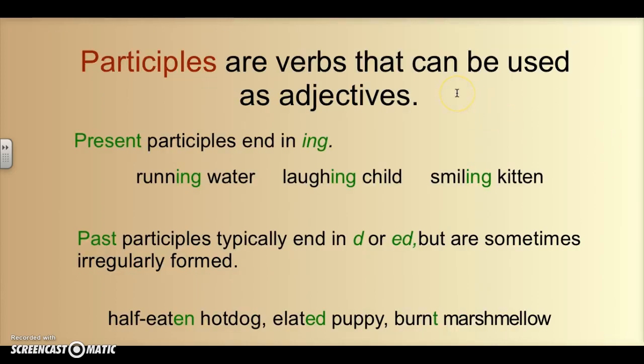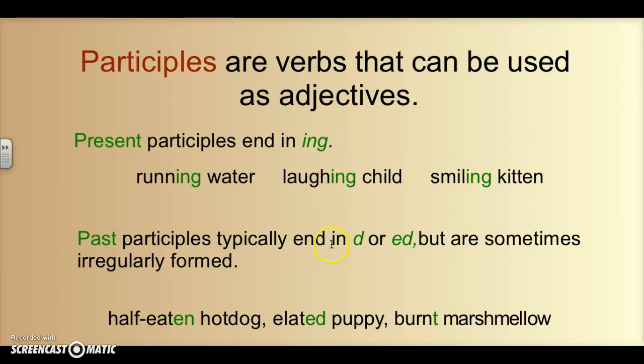A participle is a verb that is being used as an adjective. There are two types, present participles and past participles. Present participles end in -ing, like running water, which water? The running water. Laughing child, which child? The laughing one. And smiling kitten, which kitten? The smiling one. So those are all describing the noun next to them.